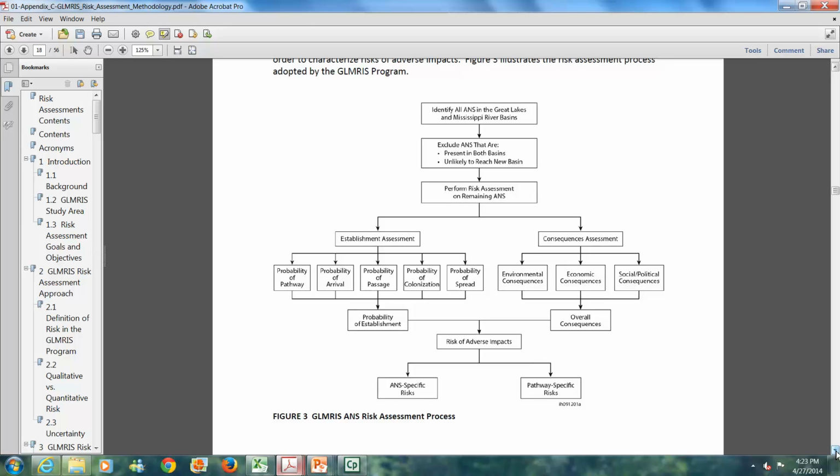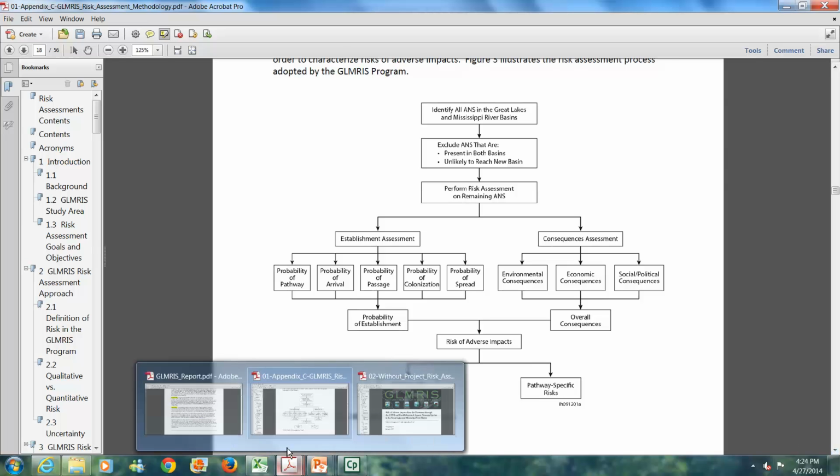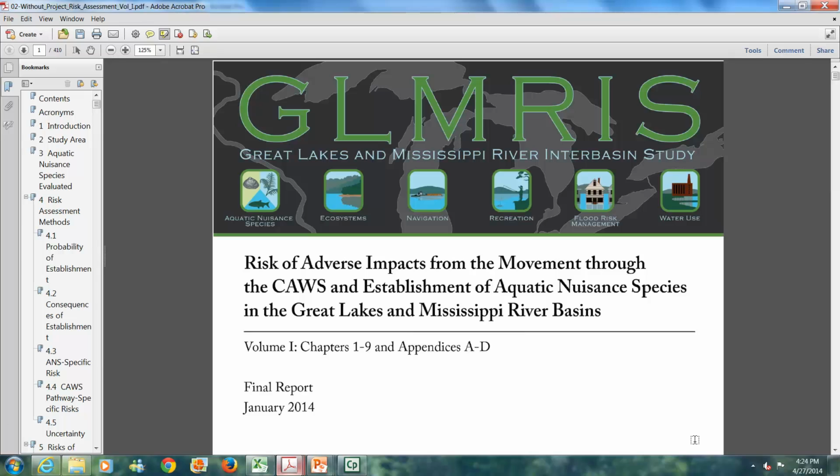This is a qualitative model, so there is no estimation of numbers, and all of those elements underneath the establishment assessment, those 5 elements, and the 3 elements under the consequence assessment, for a total of 8 elements, were all rated as high, medium, low, or none, and those values were aggregated up into an overall risk assessment. And we're going to take a look at that right now. So here is yet another document, and we're going to go to page 31.